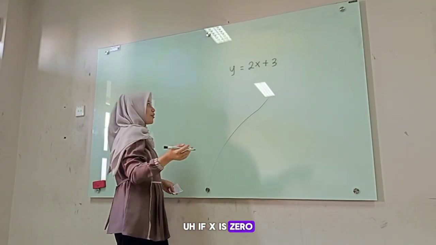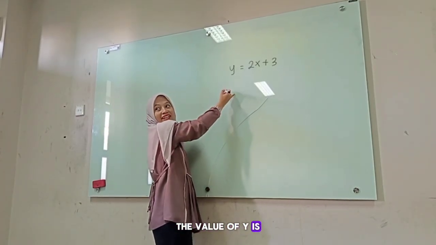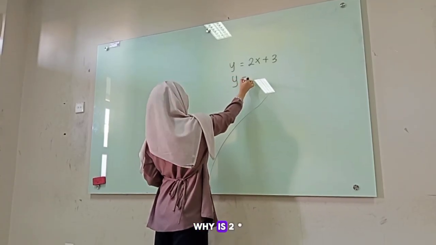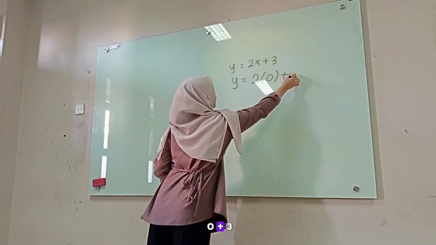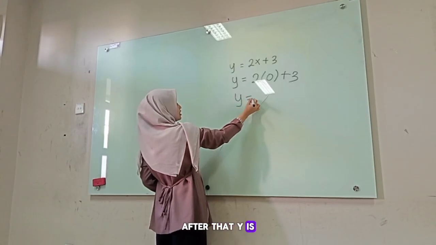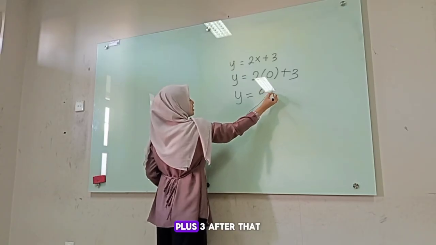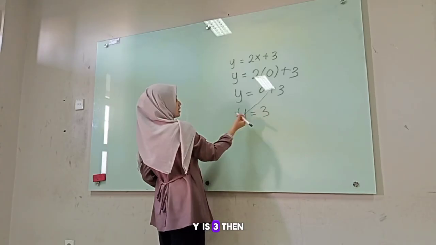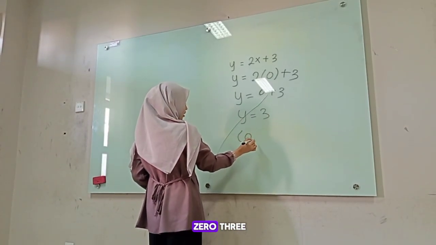If x is 0, what is the value of y? The value of y is: y is 2 times 0 plus 3. After that, y is 2 times 0 plus 3. After that, y is 3. Then the resulting point is 0, 3.